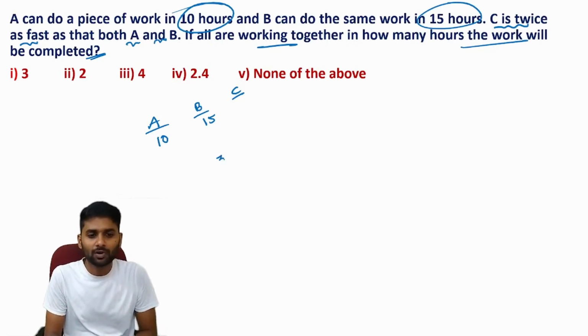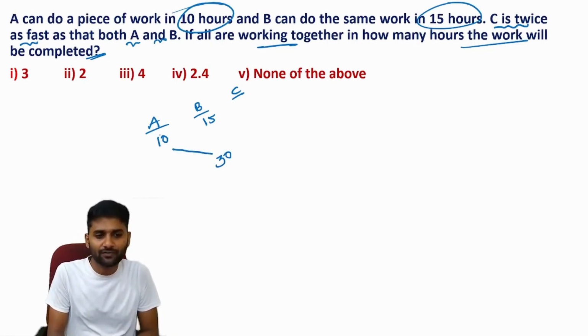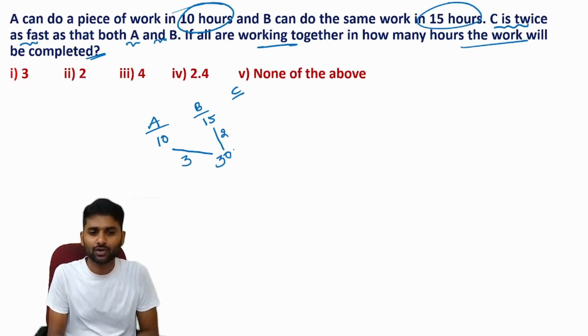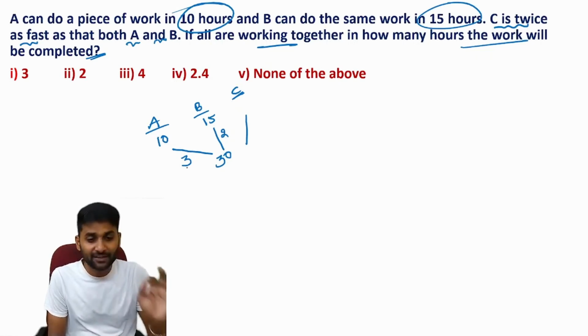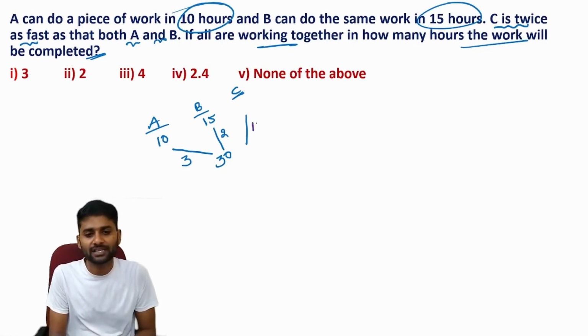Now here the common multiple of 10 and 15 is exactly 30 units. It's all about total work. Now A completed 30 units of work in 10 days. Here efficiency is 3 units. B completed in 15 hours. Here efficiency is 2 units. And C's efficiency, they clearly mentioned, is 2 times that of A and B together. If A and B together complete 5 units, 2 times 5 units is exactly 10 units. Here C's efficiency is 10 units. For 30 units, C takes exactly 3 days.